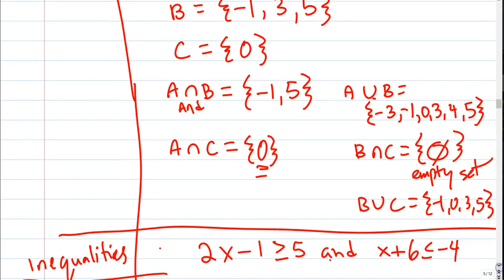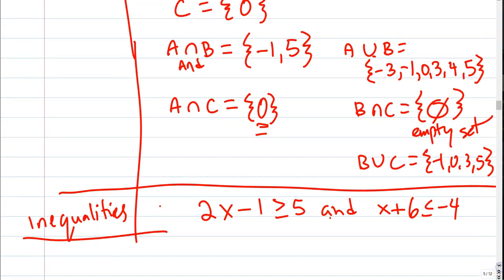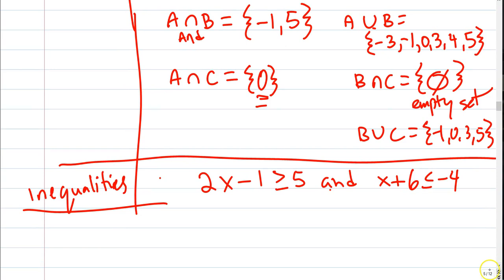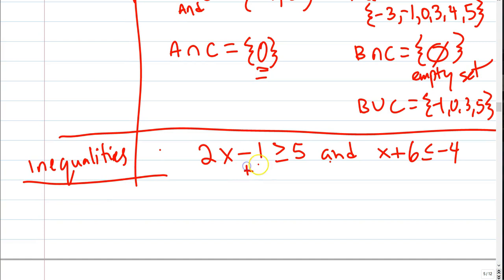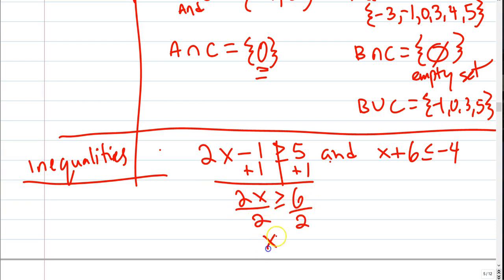How does this apply to what we've been doing, which is solving linear equations and inequalities? Well, here is an AND statement, okay? How would we solve this? Well, we solve each one separately. So I solve the one on the left. 2x greater than or equal to 6. X is greater than or equal to 3. And this one, x is less than or equal to negative 10.